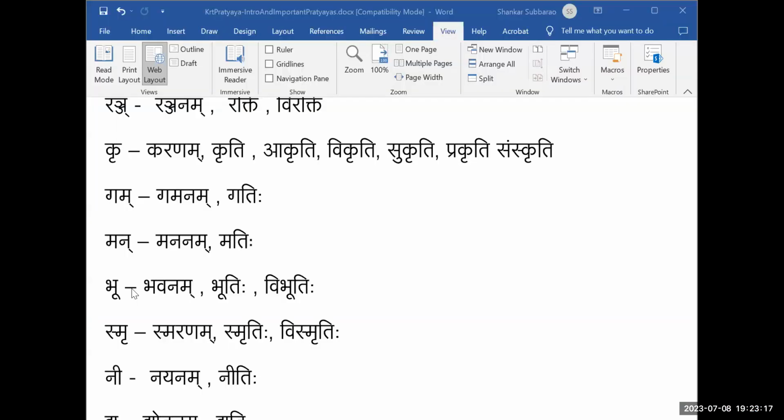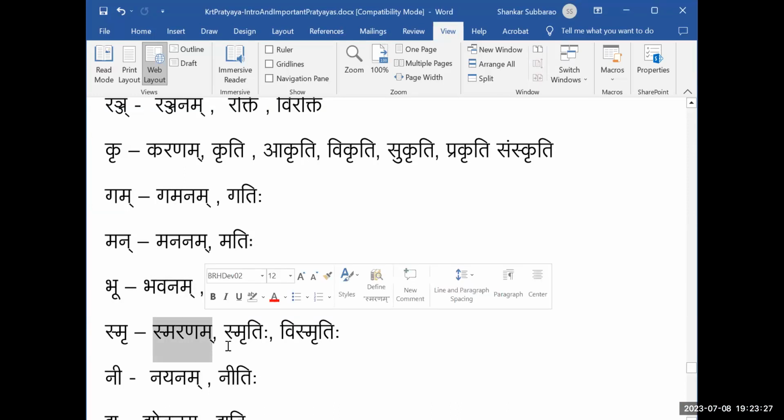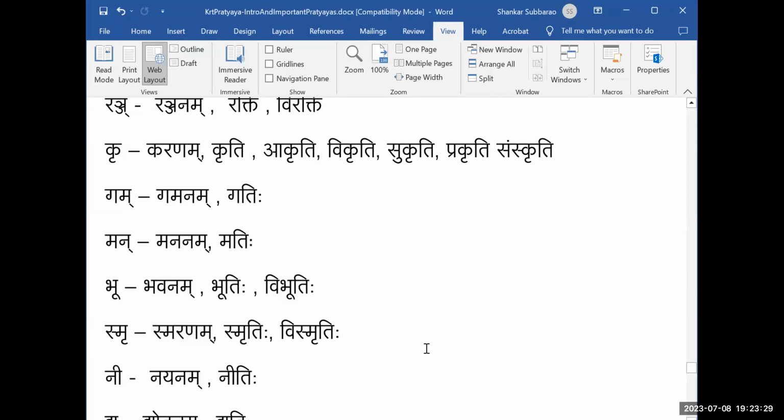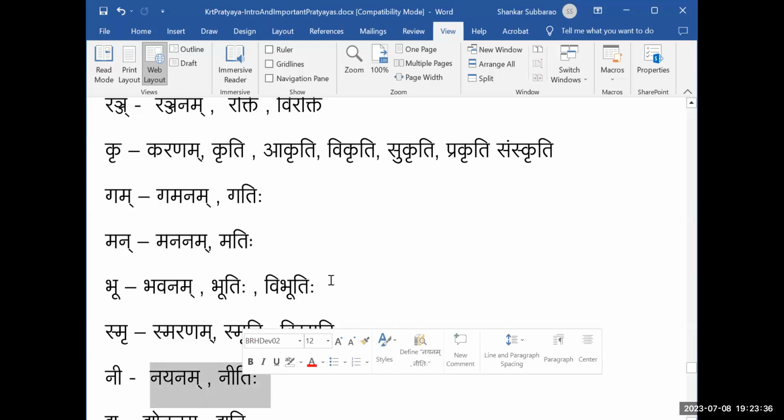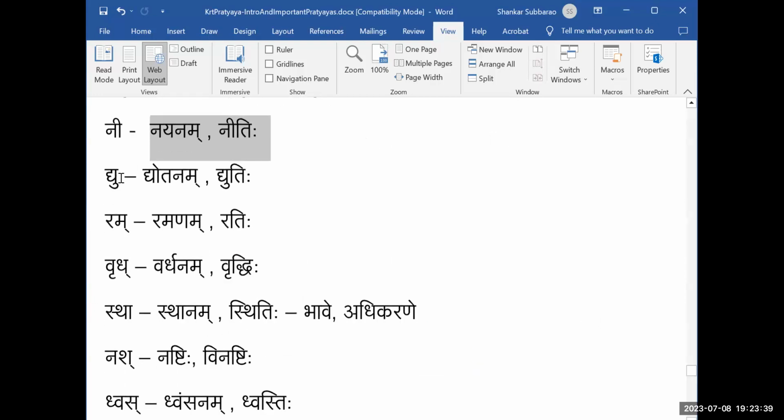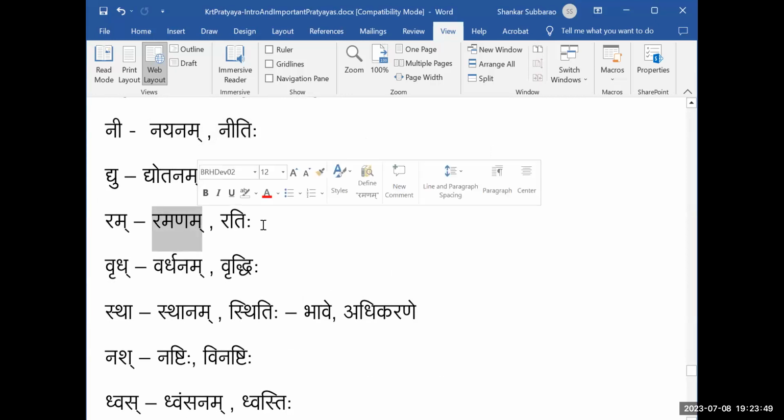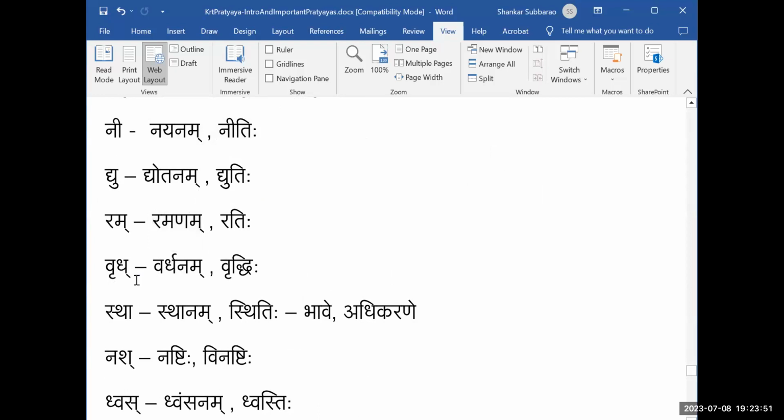Okay. Bhu, bhavanam. Similarly, you get bhutihi, vibhutihi, etc. Words you will get. Smru, smaranam, smritihi, vismritihi, forgetting. Ni dhatu, nayanam, nitihi. Dyu dhatu, dyotanam, dyutihi. Ram dhatu, to enjoy, to rejoice. Ramanam, ratihi. Vridh, to grow.